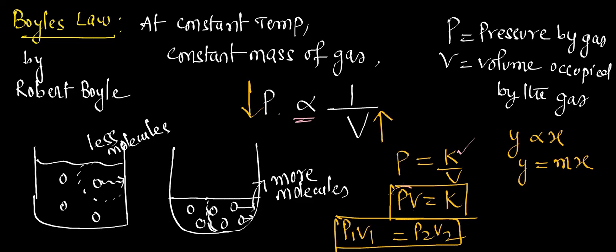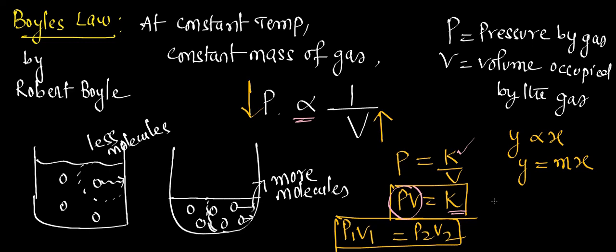That means the product of pressure and volume is always a constant. That is the meaning of this. Volume increases, pressure decreases. Volume decreases, pressure increases. Inverse relation. But when you take the product of those two, it will always be a constant.